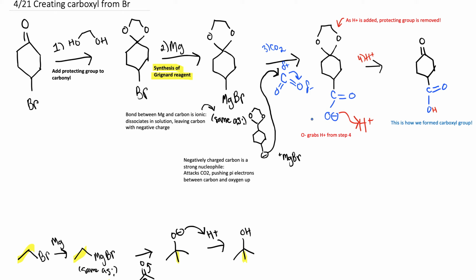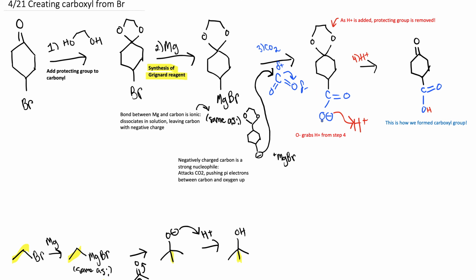Now the next step of this reaction is adding H+. It turns out when you add H+, just like here, when you added H+, this oxygen turned into an alcohol. Here, your O- is going to pick up that H+, turning it into an alcohol. This is how we formed our carboxyl group. And whenever you add H+, you can't forget that this will hydrolyze protecting groups and remove them, and your product will be your carbonyl. So whenever you add H+ to protected carbonyls, you'll get back to your carbonyl.